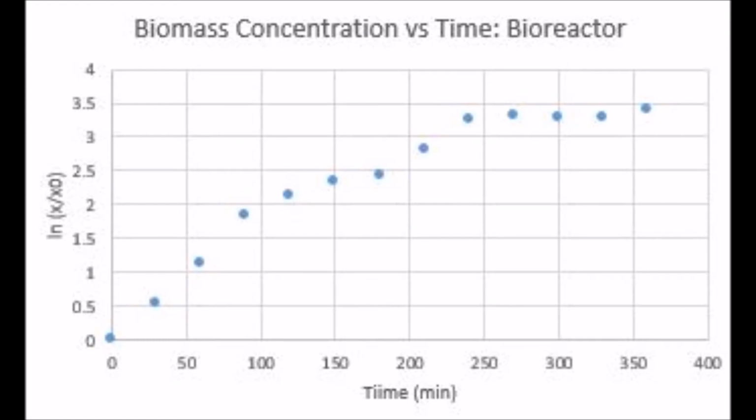To determine the maximum growth parameter, a trend line was fitted to the first 6 data points on the plot. The slope of this line was the maximum growth parameter of the E. coli, which was determined to be 0.0987 inverse minutes.